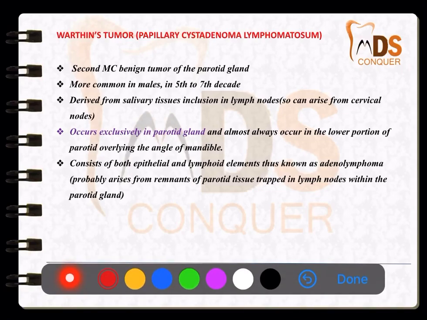Next, coming to Warthin's tumor. We know it is the second most common benign tumor. It is common in males, that you have to remember. It's not common in females, it's more common in males. We know it is derived from salivary tissue inclusions in the lymph nodes, so it can arise from the cervical nodes. Histologically, if we see, it has a lymphoid component.